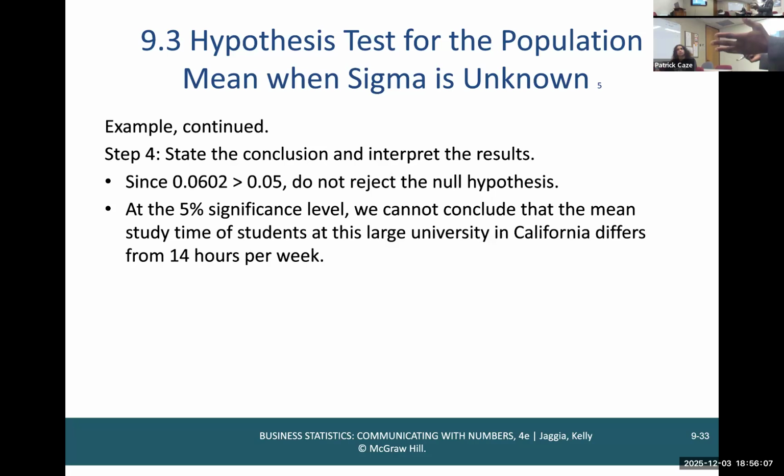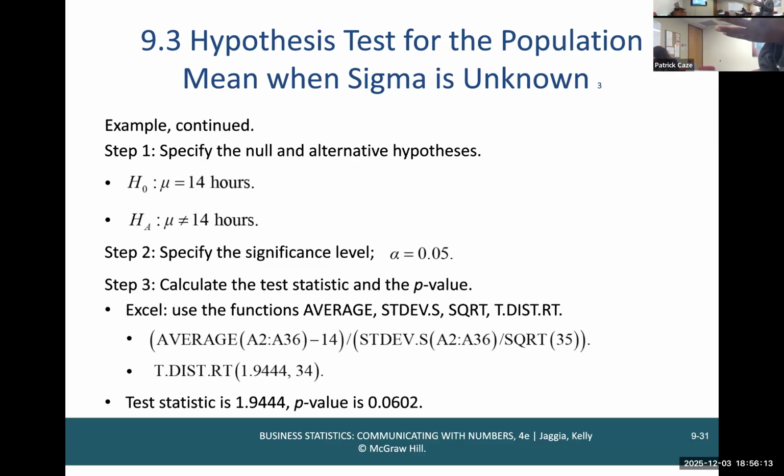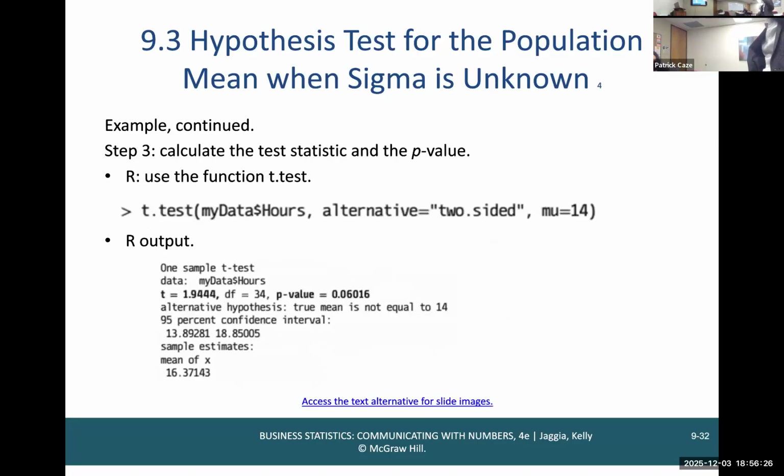And the 5% we got from the two tails, because this was a two-tail test. We weren't saying that it's less than or greater than, we're just saying that it's different. So we use the equal sign, and we know it's two-tailed.